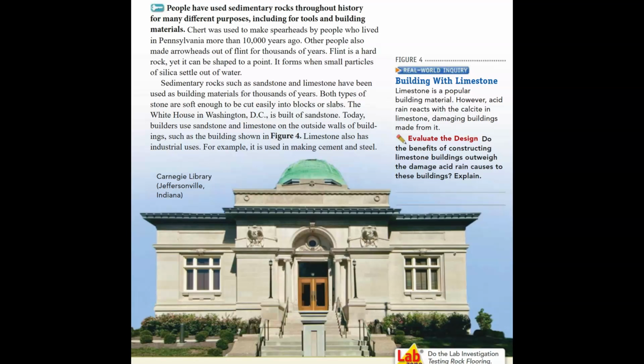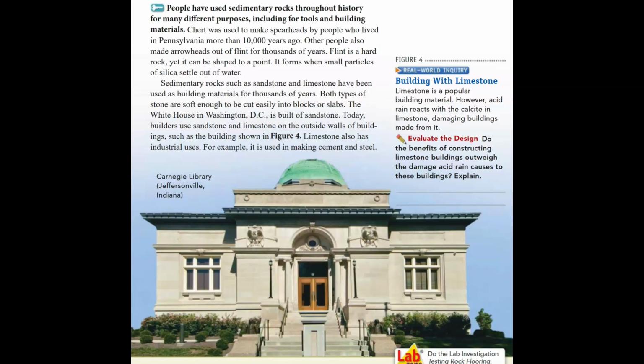Sedimentary rocks such as sandstone and limestone have been used as building materials for thousands of years. Both types of stone are soft enough to be cut easily into blocks or slabs. The White House in Washington, D.C. is built out of sandstone. Today, builders use sandstone and limestone on the outside walls of buildings, such as the building shown in Figure 4. Limestone also has industrial uses. For example, it's used in making cement and steel.